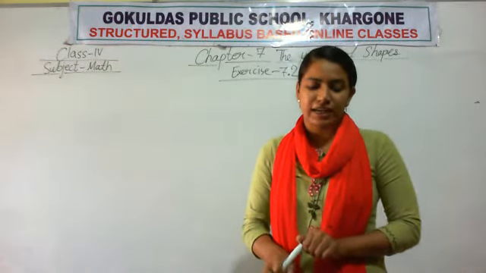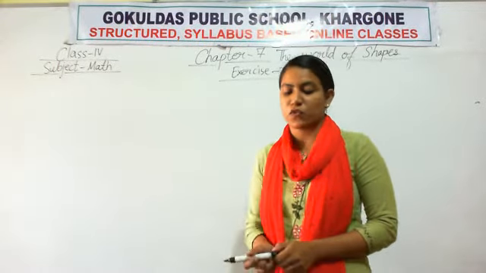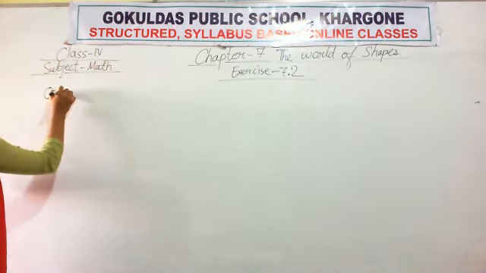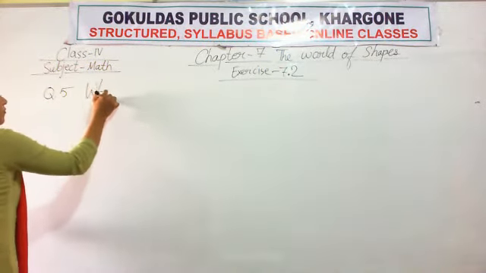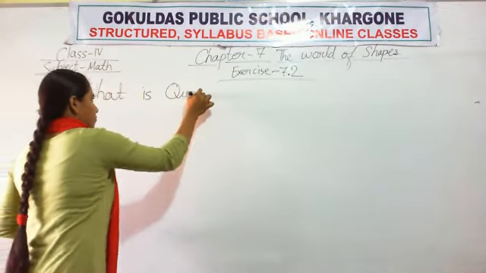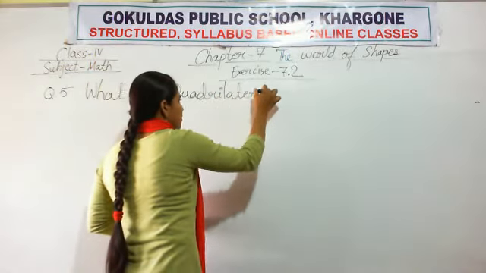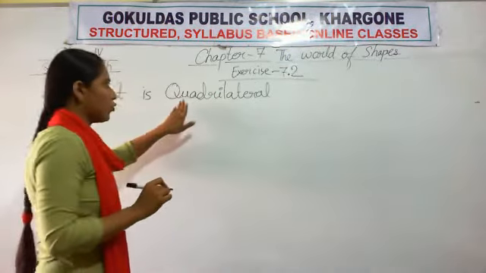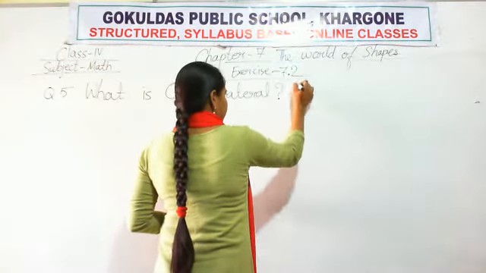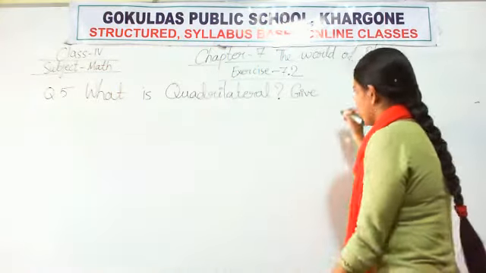Now the next question, that is question number 5. What is a quadrilateral? Give 2 examples of quadrilateral. What is a quadrilateral? As I discussed a few minutes ago, quad means 4 and lateral means side.